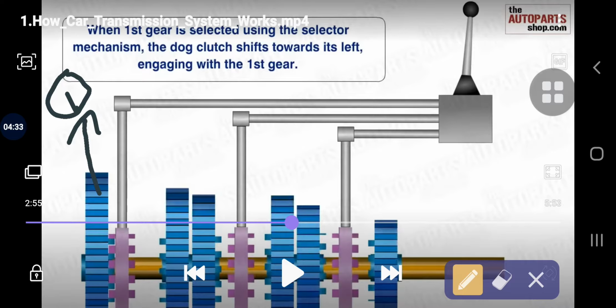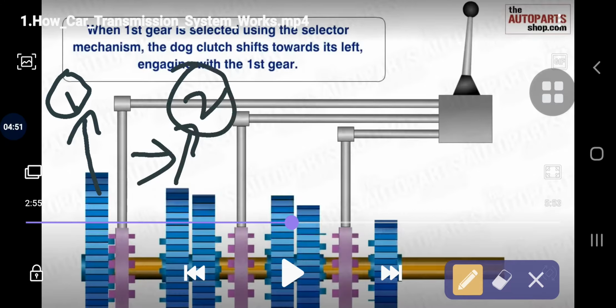When we move the dog clutch to the left side, more torque will be there, so less speed. So it is the first gear. When we move the dog clutch to the right side, it will be the second gear. It is the first dog clutch function.